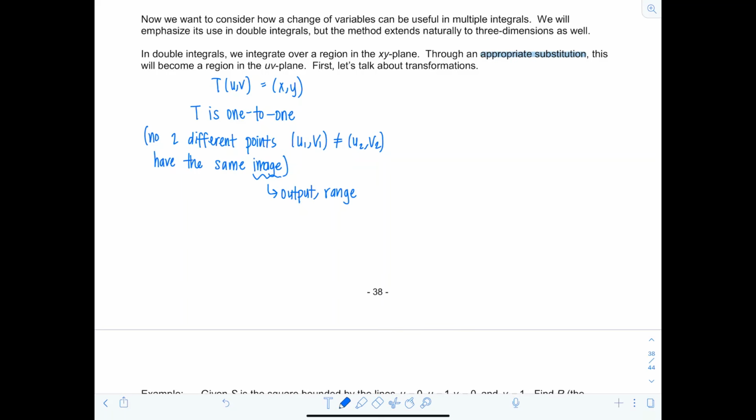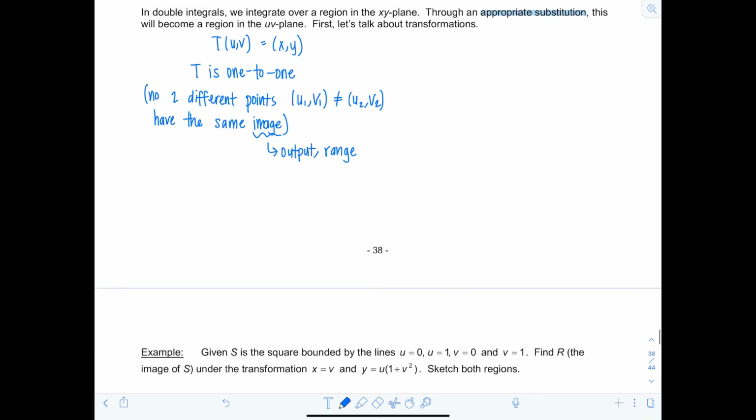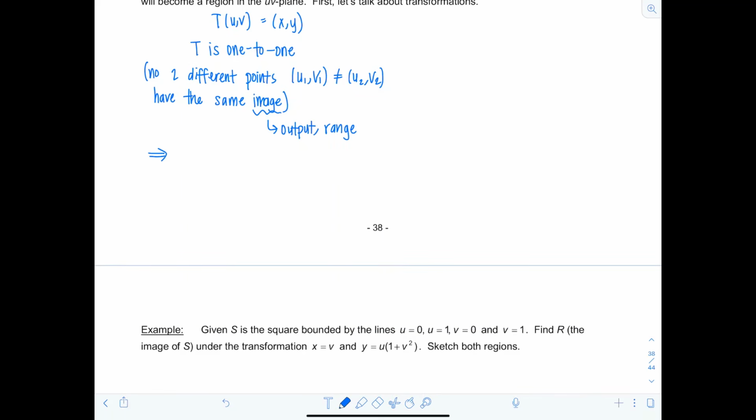All right, now do you remember why we cared whether or not things were 1 to 1? Well, if they are, then that means they're invertible. So what does this tell us? T inverse exists. Ooh, now we're excited. Okay, so we need to define things a little bit. Let S be a region in the uv plane. All right. Then if I apply my transformation to the entire region S in the uv plane, I get R.